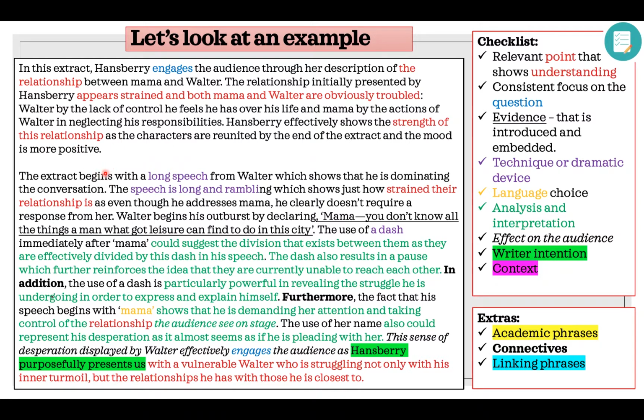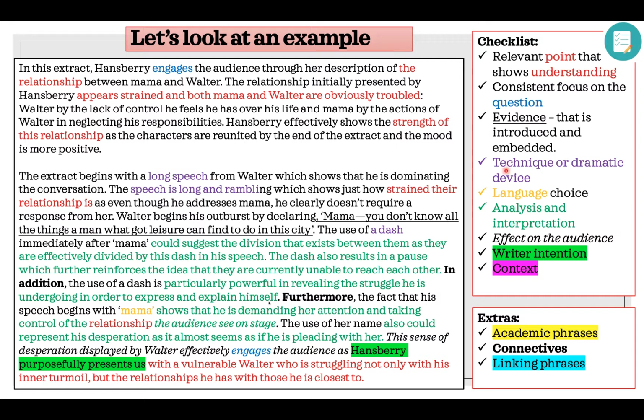So the extract begins, so if you did watch the separate piece example that I did, I spoke about moving through the extract chronologically. Sometimes that can help you just to keep your ideas ordered. So the first thing that we actually do see is this long speech. So I want the examiner to know, yeah, I understand the structure, I know where it's from. So the extract begins with a long speech.